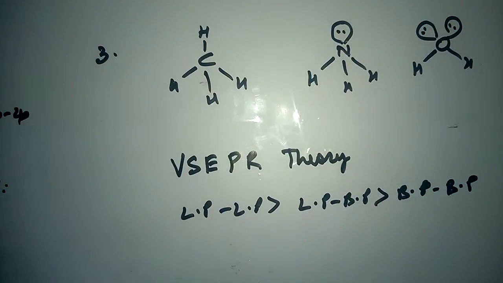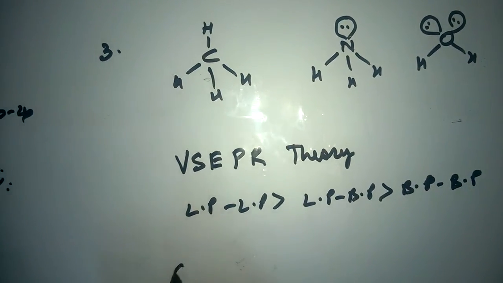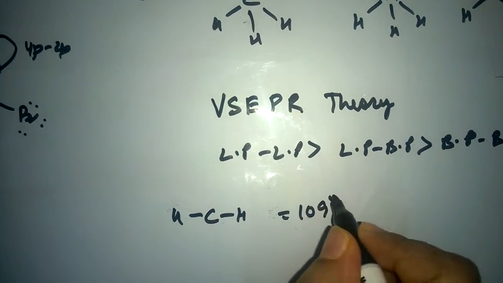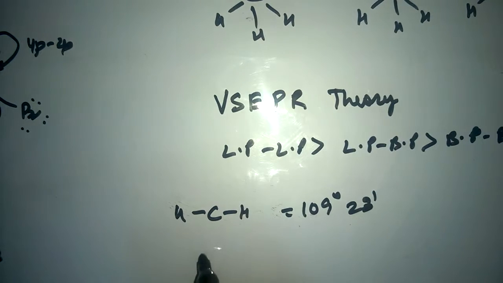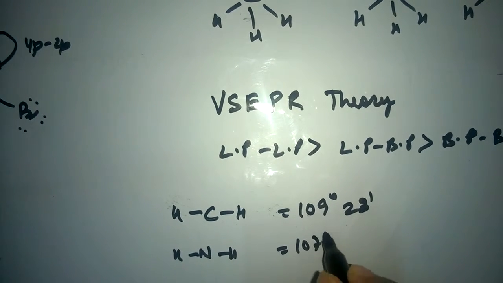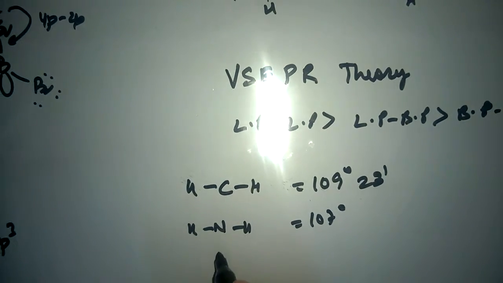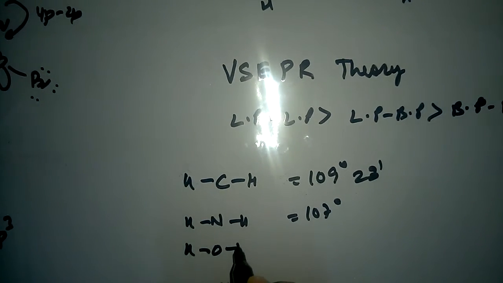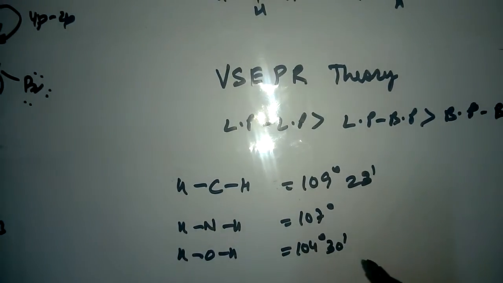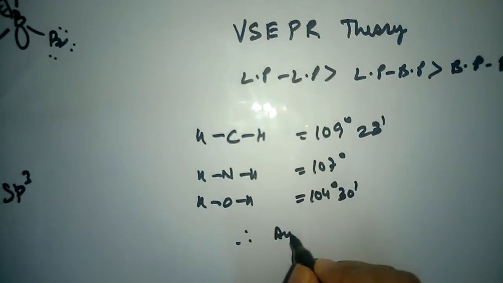As a result, what we find is that in methane, the bond angles are 109 degrees 28 minutes. In ammonia, the bond angle slightly shrinks and it becomes 107 degrees. In case of water, the bond angle further shrinks and it becomes 104 degrees 30 minutes. Therefore, the correct answer is B.